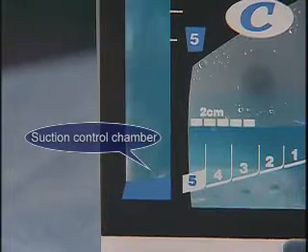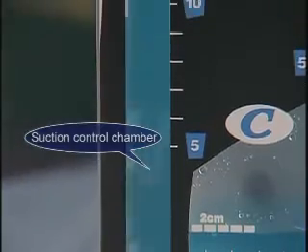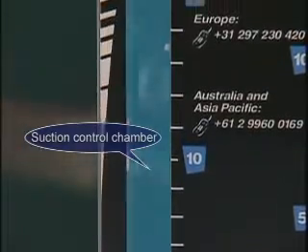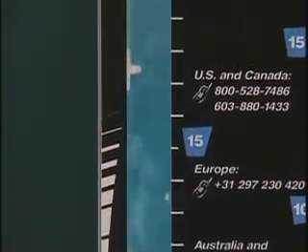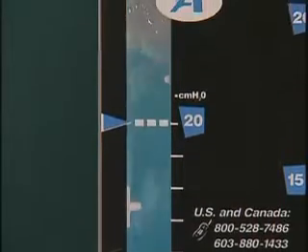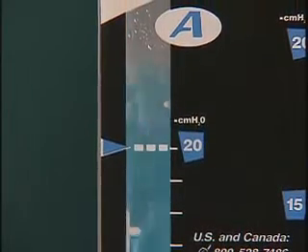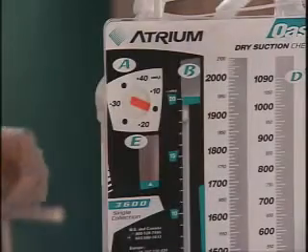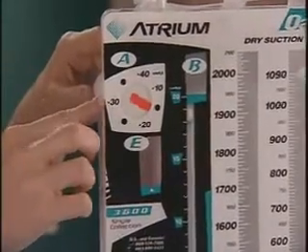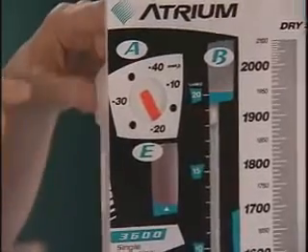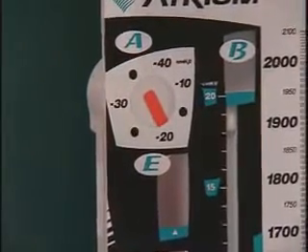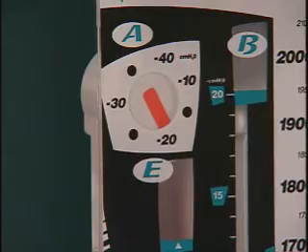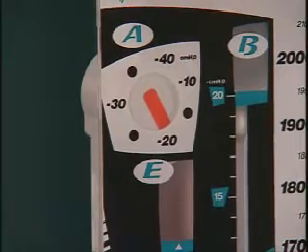The suction control chamber is found on systems that use wet suction. In a wet suction system, this chamber uses water to create the negative pressure needed to remove fluid or air. In contrast, a dry suction system uses a built-in device to regulate the suction amount. Generally, dry suction systems are preferred when high negative pressures are needed.